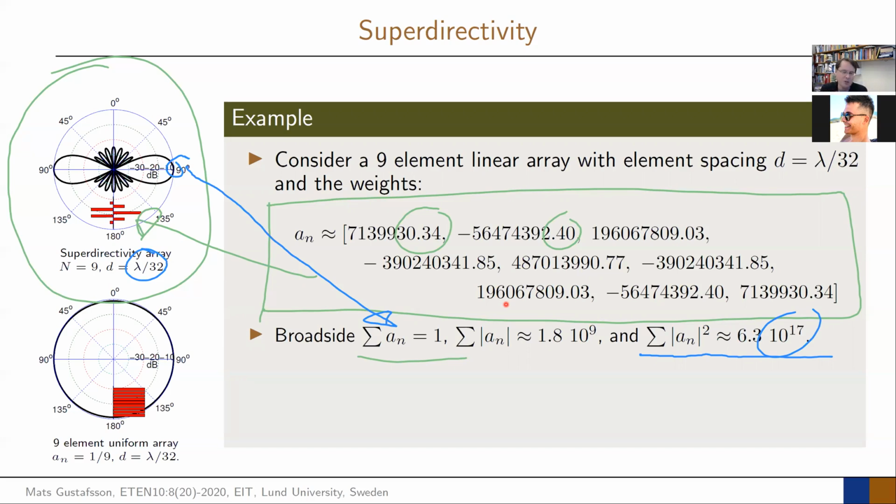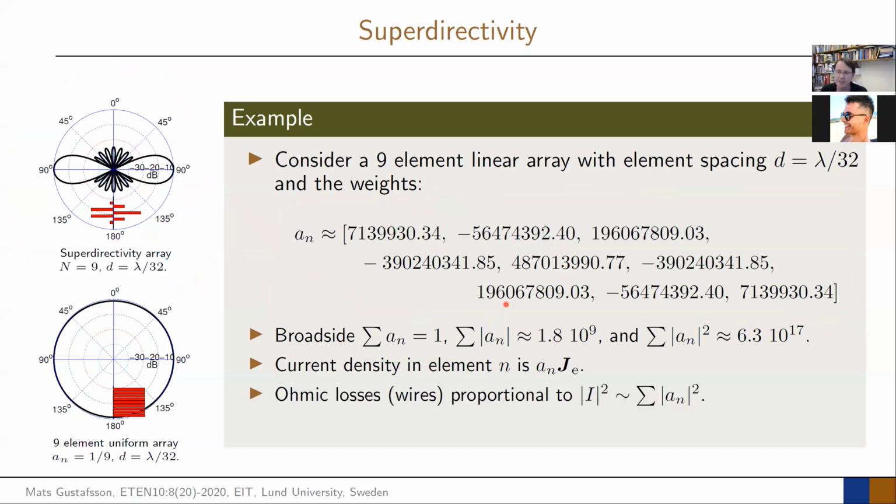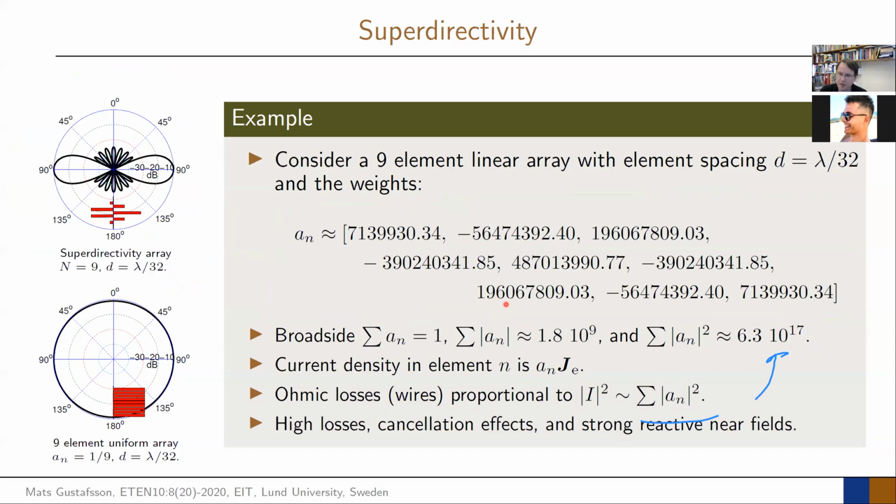The array factor works well for lambda over 2. It works maybe for lambda over 3. But when you start pushing them closer, it doesn't work anymore. And then, of course, we have to do something else. So in all of these cases, the current here is very strong. And as I said, the ohmic losses are proportional to this number in the system. So you will be killed by ohmic losses. You won't radiate anything from this one. It doesn't radiate.